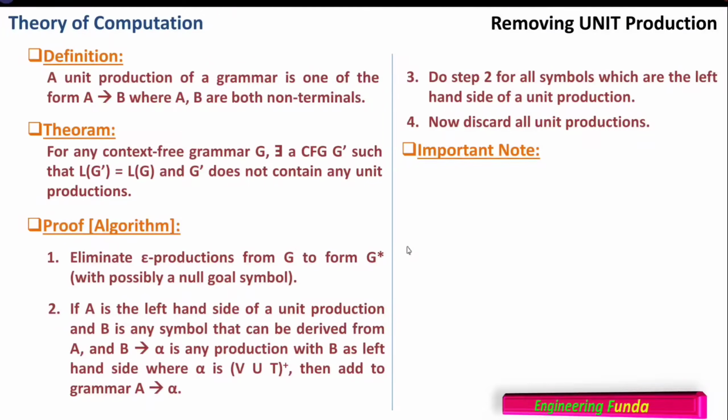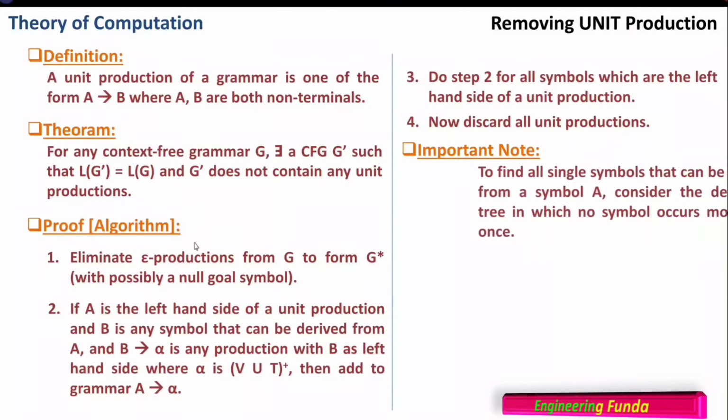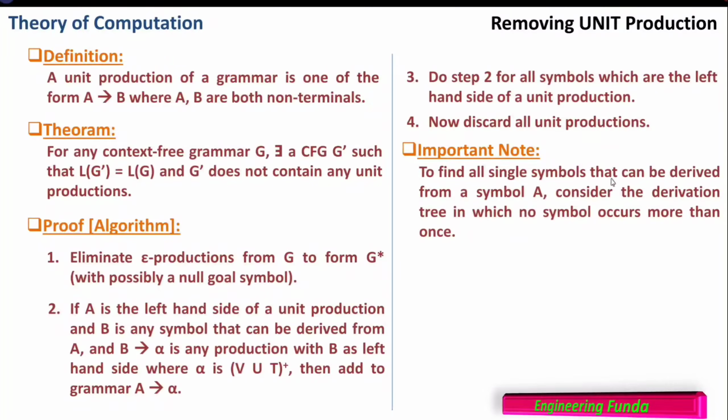There is an important note to be made here, my dear friends, that to find all single symbols that can be derived from a symbol A, consider the derivation tree in which no symbol occurs more than once. So what we are trying to do is find out all the single symbols that can be derived from a symbol A. If we perform the same for the symbol A, which is a start symbol, then we will get all the possible symbols that can occur by the use of unit production. This will be clear when we see one example.